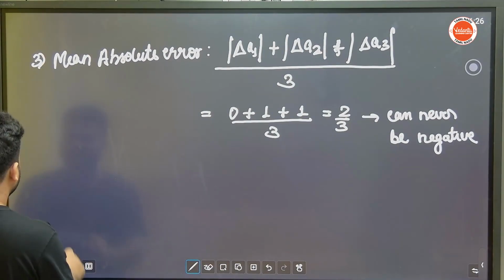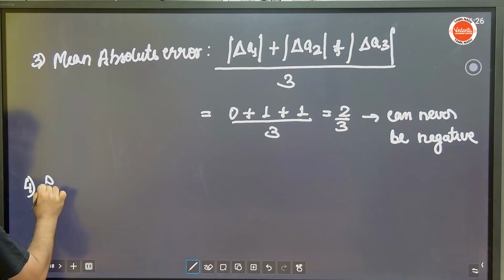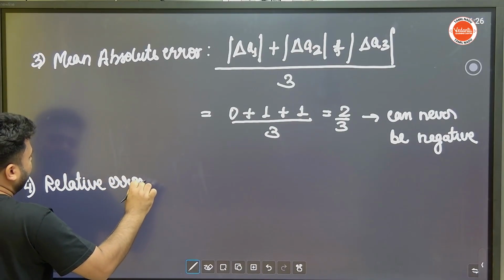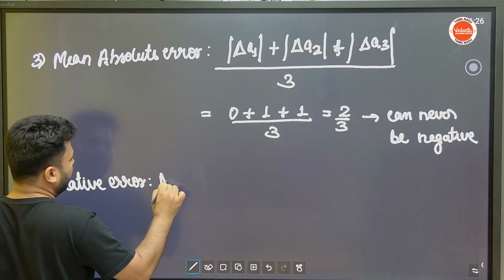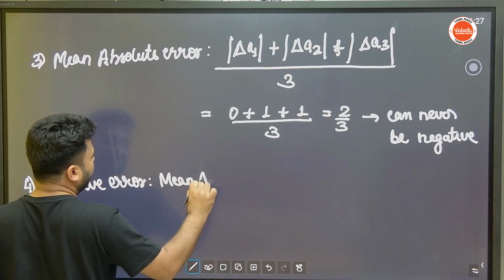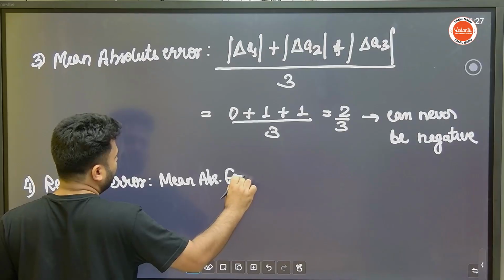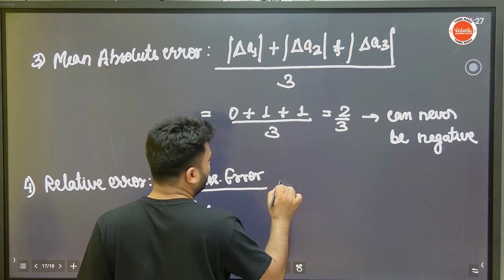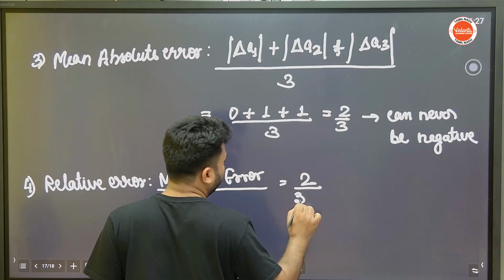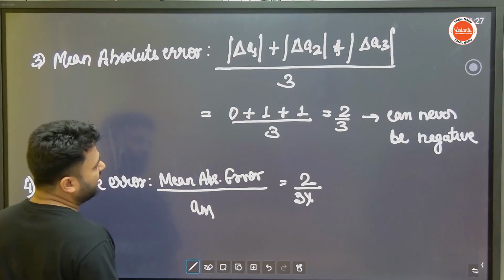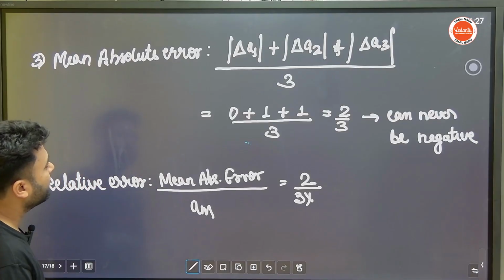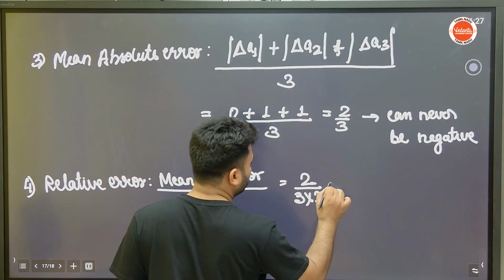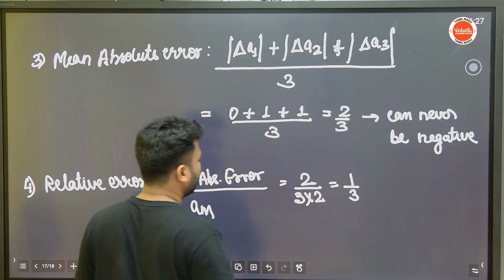Okay. Next is relative error. Relative error is mean absolute error divided by mean value, like 2 by 3 divided by mean value. Mean value we got was 2. So it will become 1 by 3.